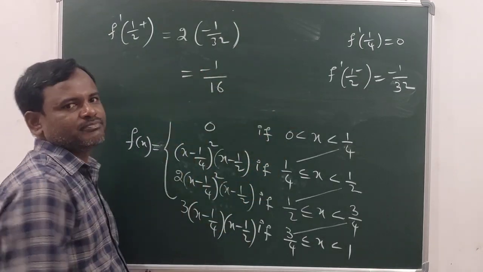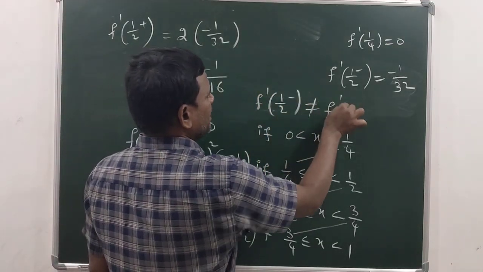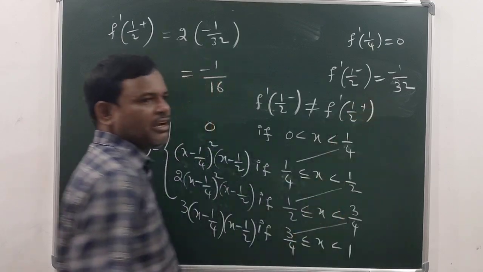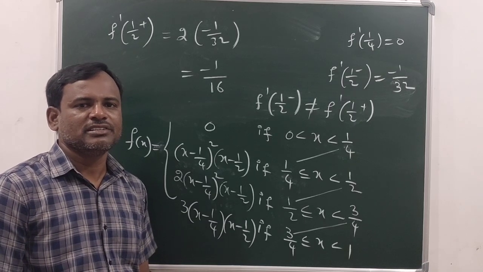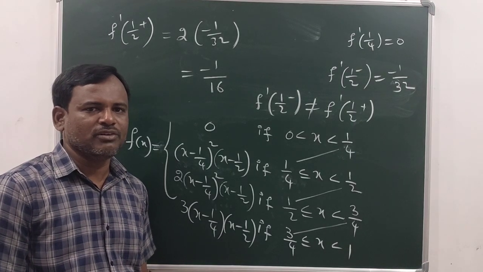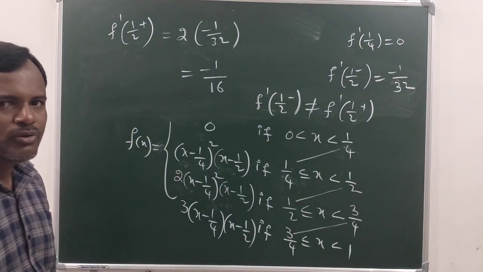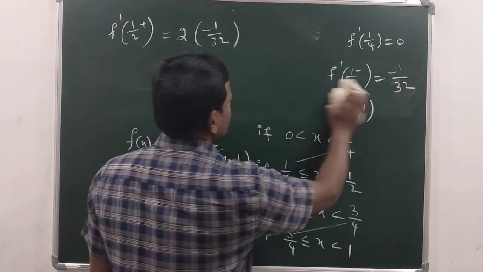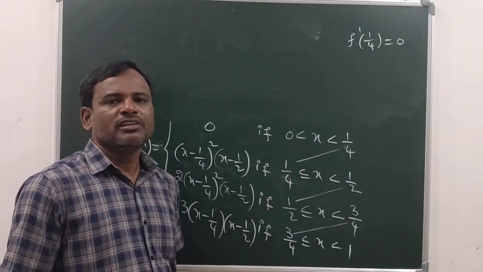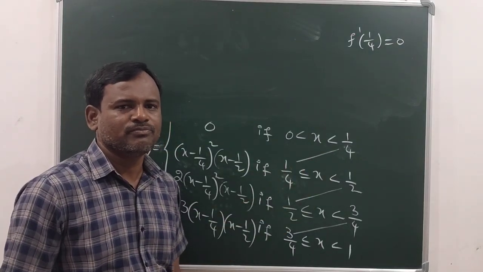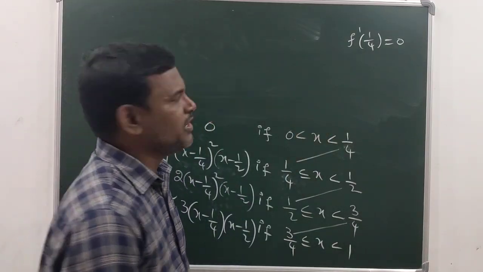Both are not equal. What are you observing here? f dash of 1 by 2 minus is not equal to f dash of 1 by 2 plus. Hence this function is not differentiable at x equal to 1 by 2. Remember this: we checked continuity at x equal to 1 by 2, so this was continuous but not differentiable. At x equal to 1 by 4, this is continuous as well as differentiable, and at x equal to 1 by 2, this was continuous but not differentiable.